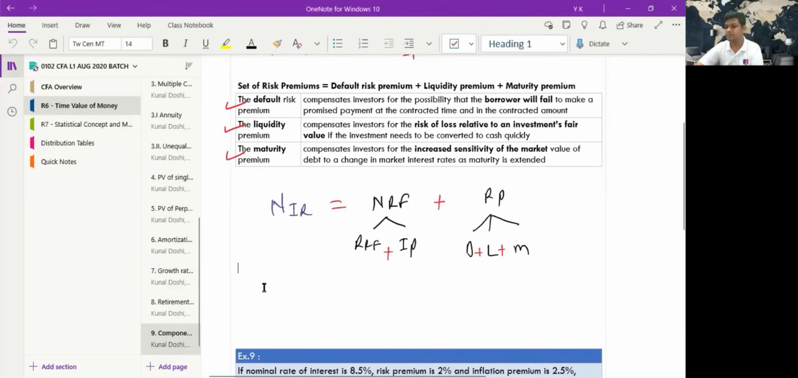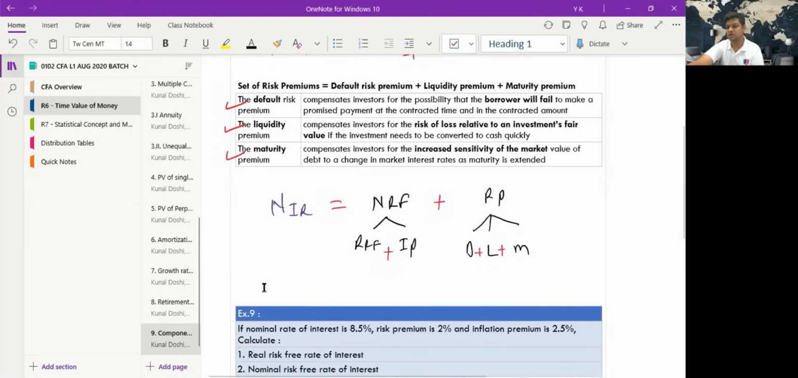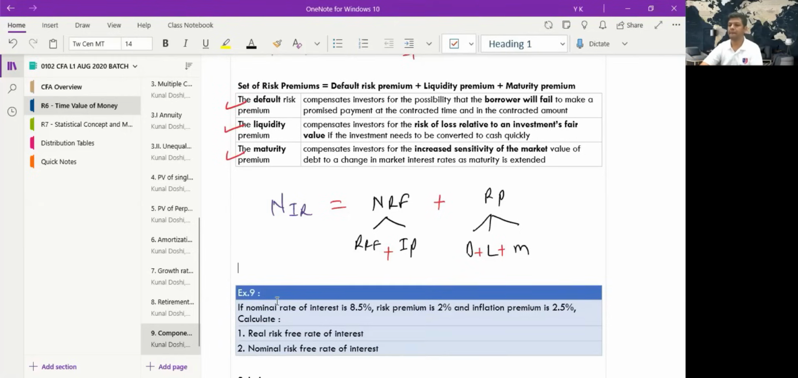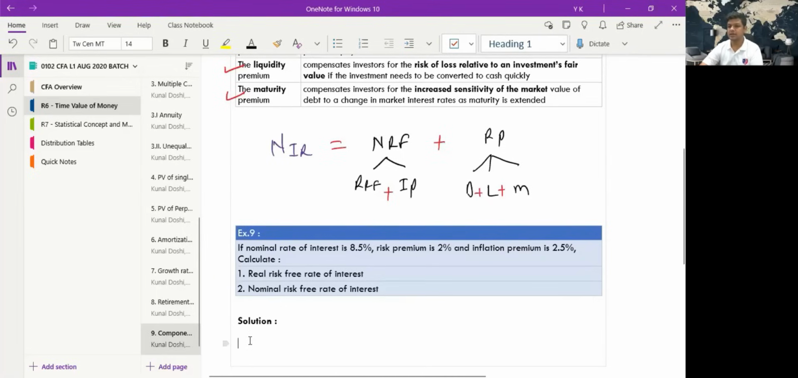So now is the time to answer a few questions. Can you solve this? Here you are being asked, if the nominal rate of interest is 8.5, risk premium is 2, inflation premium is 2.5, you have to calculate the real risk-free rate and the nominal risk-free rate. I give you all 2 minutes to solve this and you can let me know. First, everyone will try themselves and then let me know. Take your time. Everyone, take your time and let me know the answer.